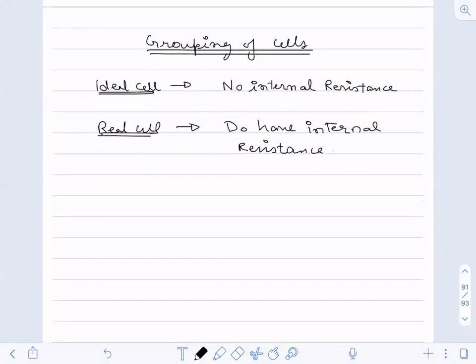So suppose this is one cell we have. This is the second cell we are having, and suppose this is the third cell we have. Now if I ask you to connect them, how will you connect them? You are just going to connect these cells like this. Then you can connect this cell like this. And if you have more cells, you'll just connect like this, and so on.